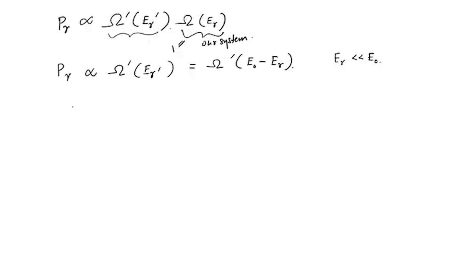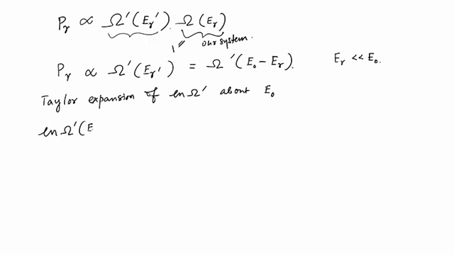what we can do is the following: we can do a Taylor expansion, and instead of doing a Taylor expansion of omega prime, we will do a Taylor expansion of log of omega prime about this value, which is E 0, taking E r to be much smaller than E 0. Okay. So, that gives you log of omega prime E r prime. This is equal to log of omega E 0.